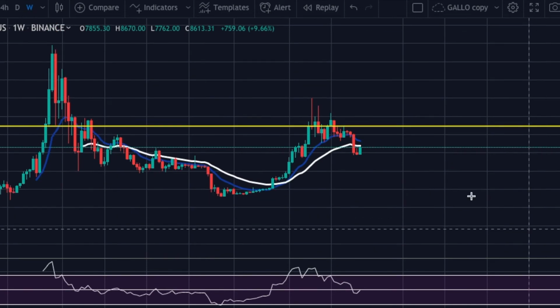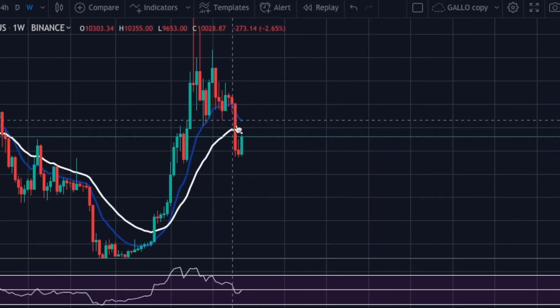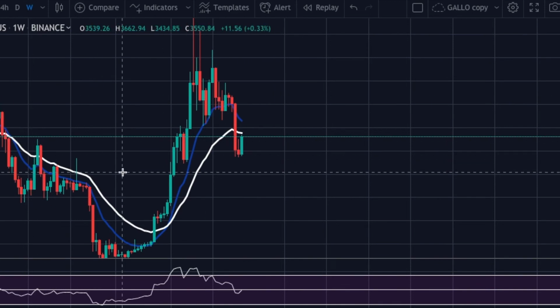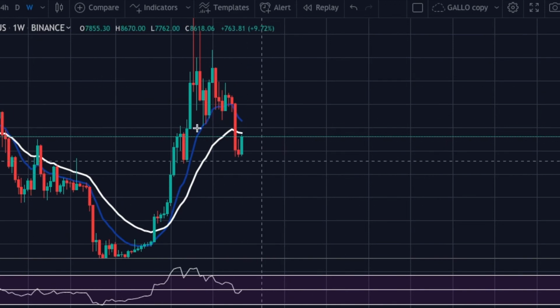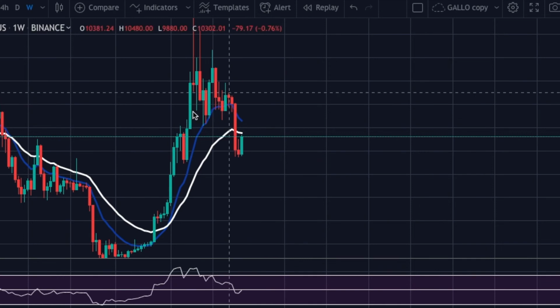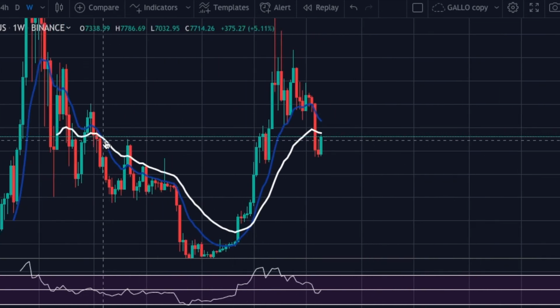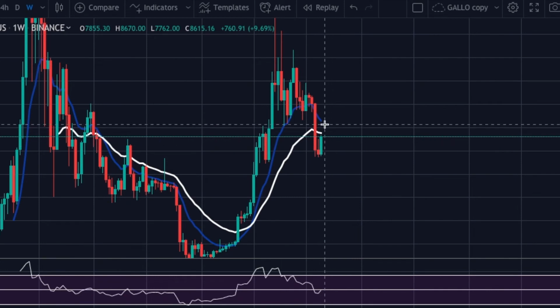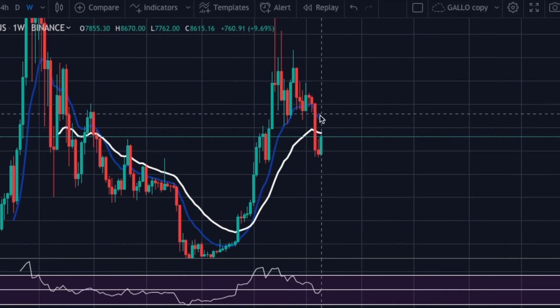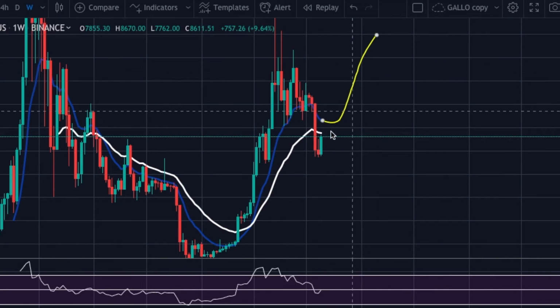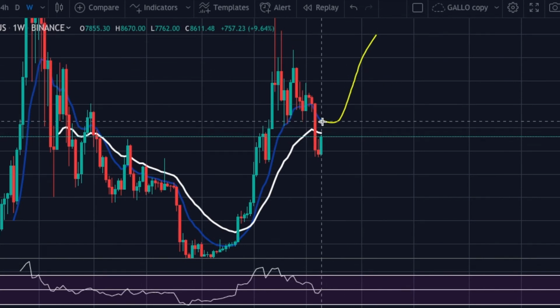But eventually, if the 12 does not cross the 26 on the weekly, because we don't want that, since a cross of the 12 and the 26 on the weekly time frame is going to be a mass like this one. So we don't want that. We want the 12 to just recover and go up. And I really think that we're going to do that.